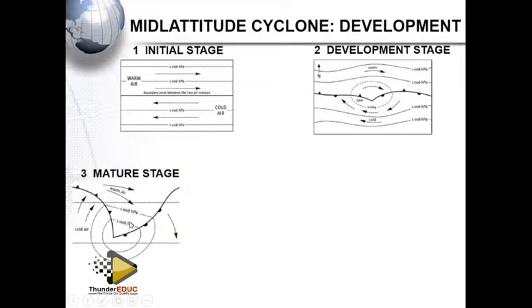So we got another stage, which we call the mature stage. In the mature stage, pressure drops further below 1,000 hectopascal. So therefore, here it's going to be below maybe 984 hectopascal. A cold front and a warm front is visible at this stage. So what happens here? How do you notice that this is a cold front and this is a warm front? A cold front is represented with a triangle. Okay. A warm front is represented by a semicircle.